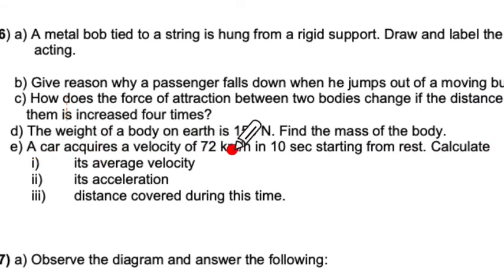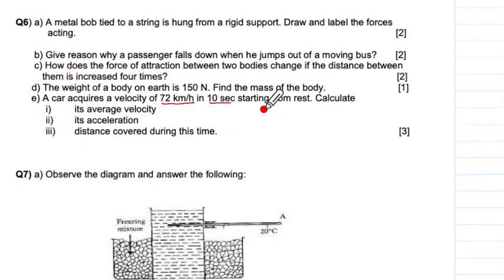Let us look at 6e. A car acquires the velocity of 72 kilometers per hour in 10 seconds starting from rest. Calculate the average velocity, its acceleration, and the distance covered during this time. So let us write our question 6e. It acquires 72 kmph, that means it is the final velocity. It is 72 kmph, which we will have to convert into meter per second. So we multiply by 5 upon 18.